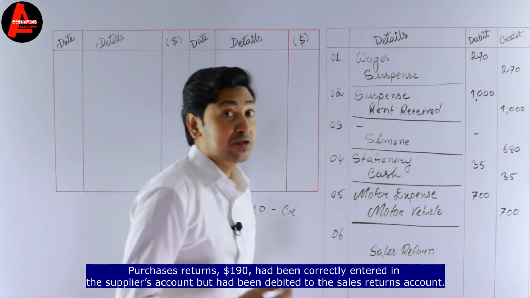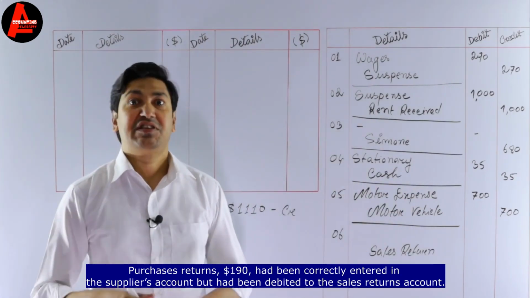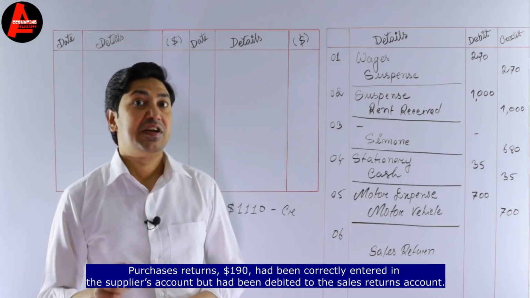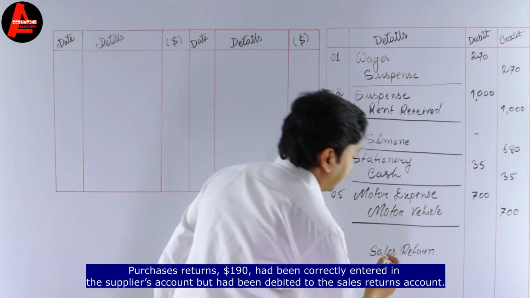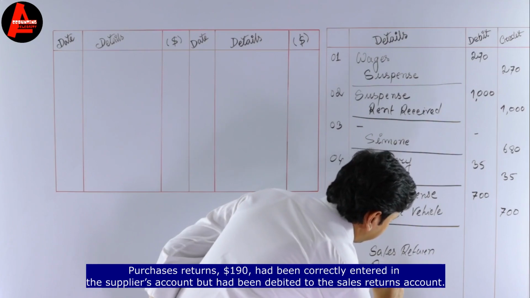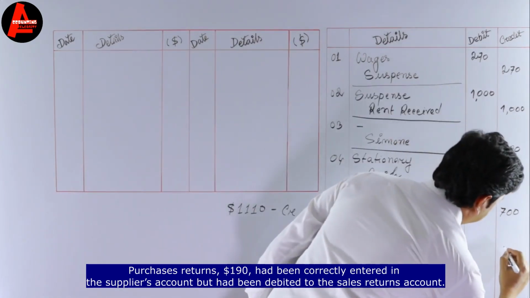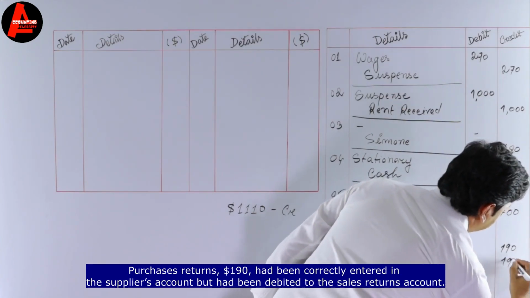Now come to the purchase return. We have to rectify the purchase return. Generally purchase return is credit, so to rectify purchase return, we have to credit this account once again. So let us write here purchase return. What is the amount here? $190 sales return, $190 purchase return.